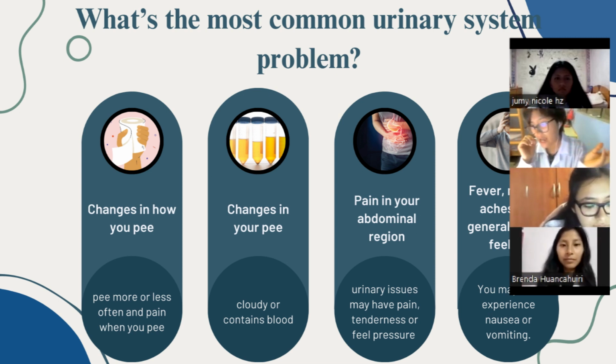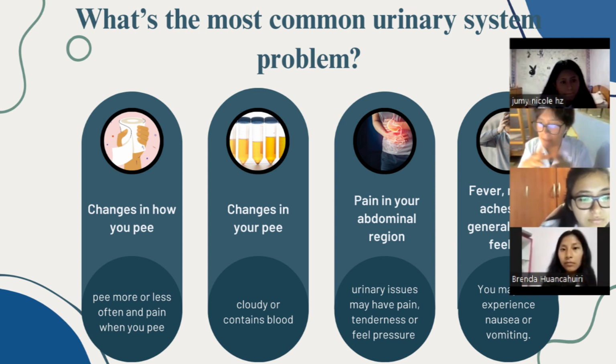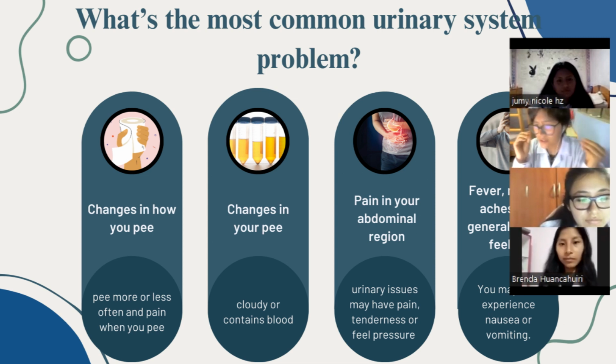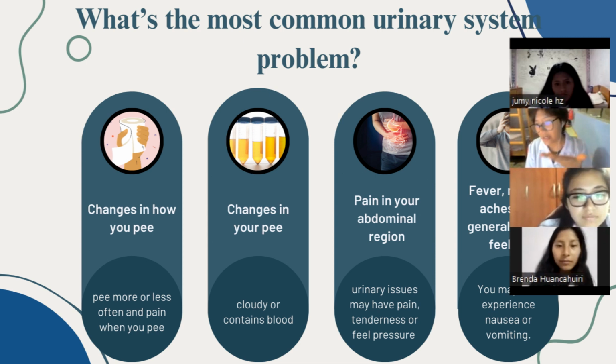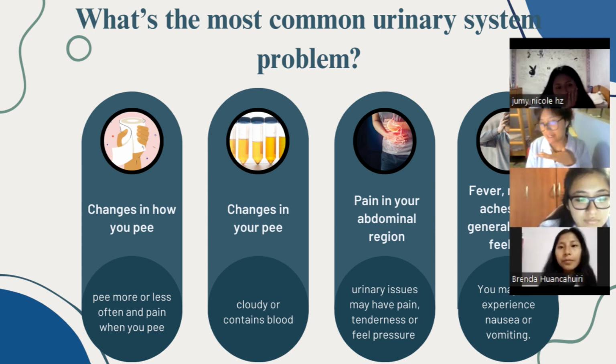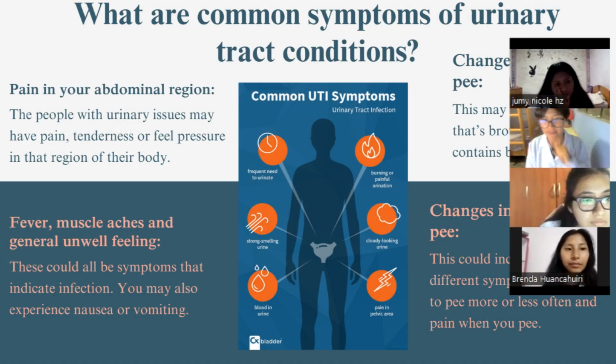Pain in your abdominal region. Some of your urinary organs are in your abdomen. People with urinary issues may have pain or feel pressure in that area of their body. And finally, fever, muscle aches, and general unwell feeling. This could all be symptoms that indicate infection. You may also experience nausea or vomiting. Next, please.